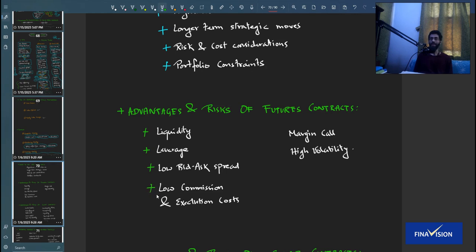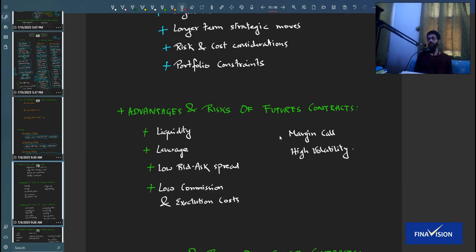Low commission and execution costs. Obviously, liquidity is there, demand is there, availability is there. Therefore, low commissions and execution costs are just a consequence of that. So these are all the advantages of futures contracts and using futures contracts within a portfolio. Now let us look at the possible disadvantages or risks.